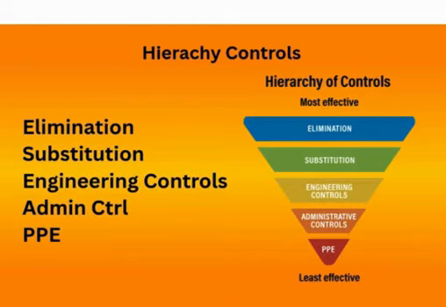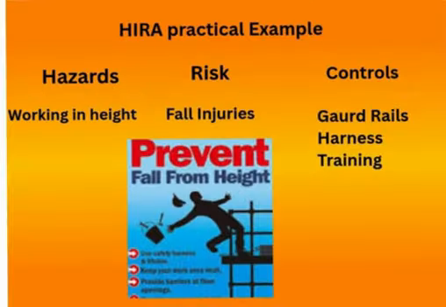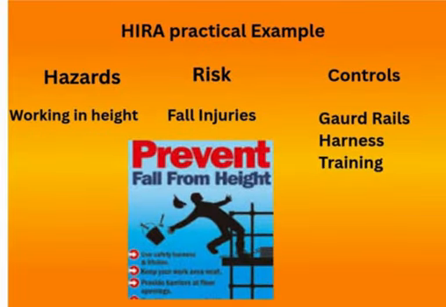Now let's understand HIRA with a simple example. Imagine a worker is working at height without proper guardrails. In this situation, the hazard is falling from height. The risk is that the worker could suffer serious injuries or even a fatal accident. So, what control measures can we apply? First, we can install guardrails to prevent falls. This is an engineering control.